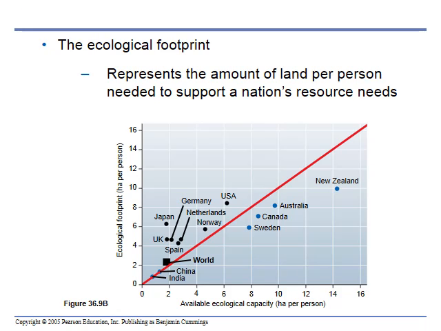Okay, so this shows the ecological footprint of different countries, and it represents the amount of land per person needed to support a nation's resource needs. So if you look at the red line, basically everything above the red line does not have enough land to support the people on it.